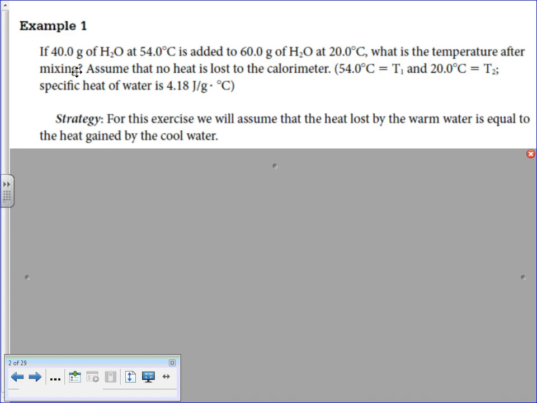Here's data. If 40 grams of water at 54 degrees C is added to 60 grams of water at 20 degrees C, what is the temperature after mixing?